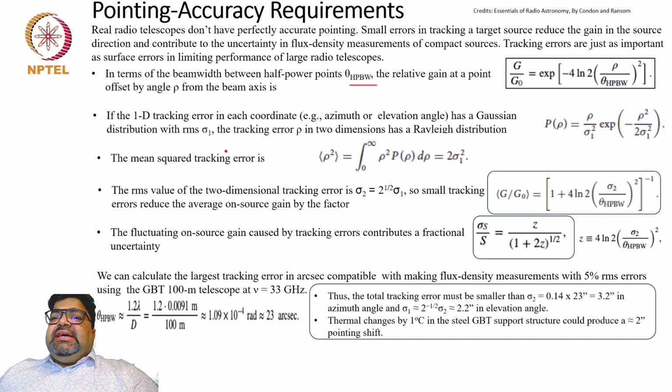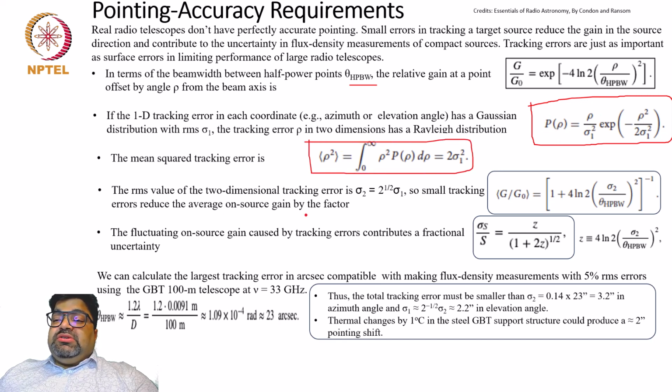So let's say you have a 1D tracking error in each coordinate, azimuth and elevation, because you have two gears, azimuth and elevation. Suppose you have a tracking error because the motors are not working perfectly, they're not encoded properly, and so they have been moving slowly, or they're a bit behind, they have some errors. That can give rise to tracking errors. So the resultant tracking error for each direction is given by this, which will result in an RMS error of this rho square averaged.